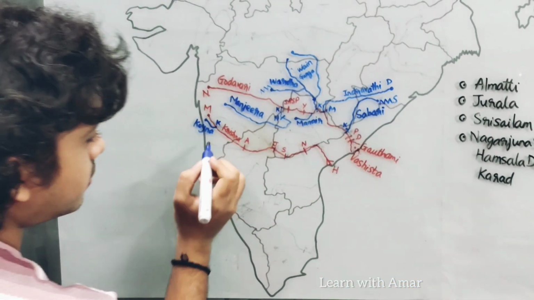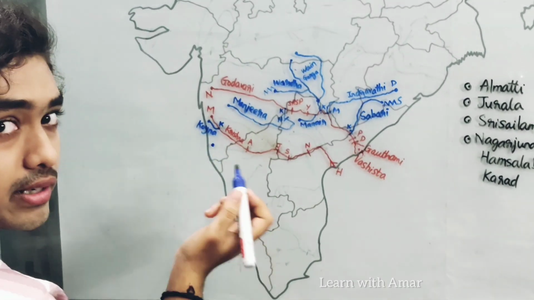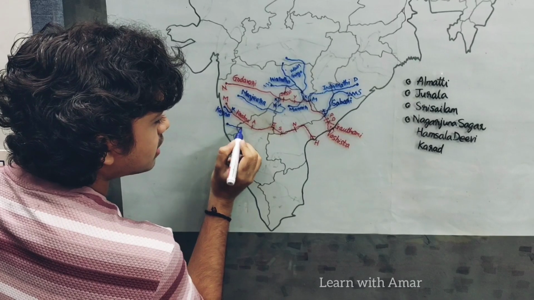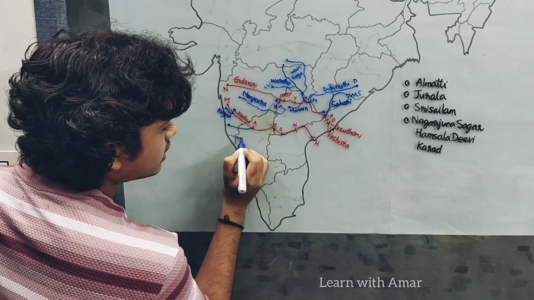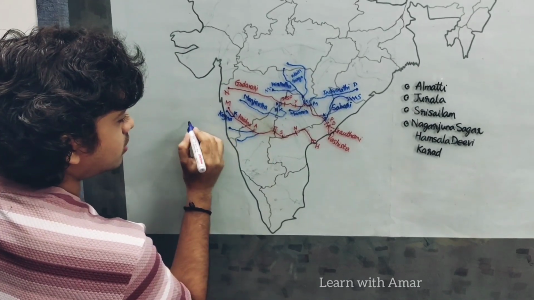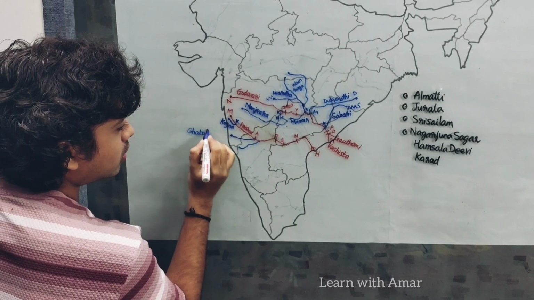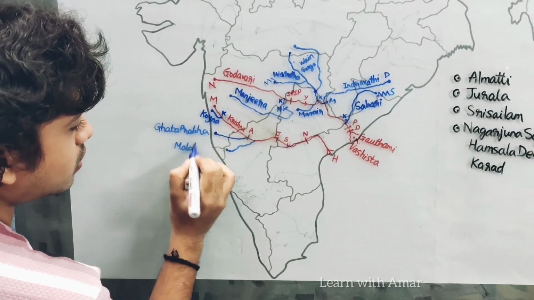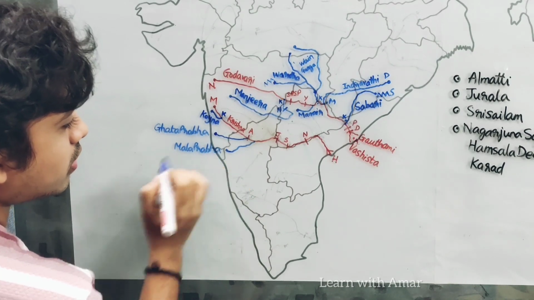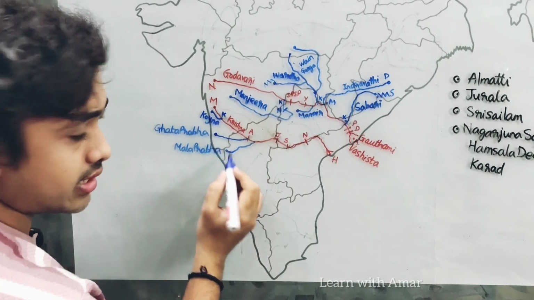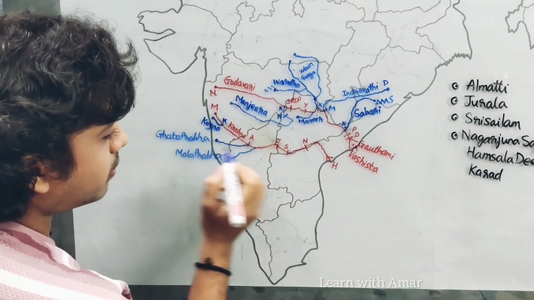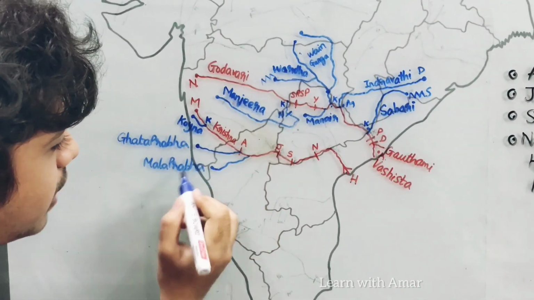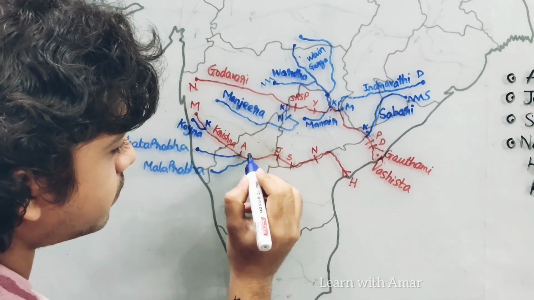Now the next two right bank tributaries of Krishna, they rhyme. They have rhyming words. This is Ghataprabha and this one is Malaprabha. These both originate in the Western Ghats itself, and Ghataprabha joins Krishna at Almatti near the Almatti Dam, while Malaprabha joins at Kudala Sangama.